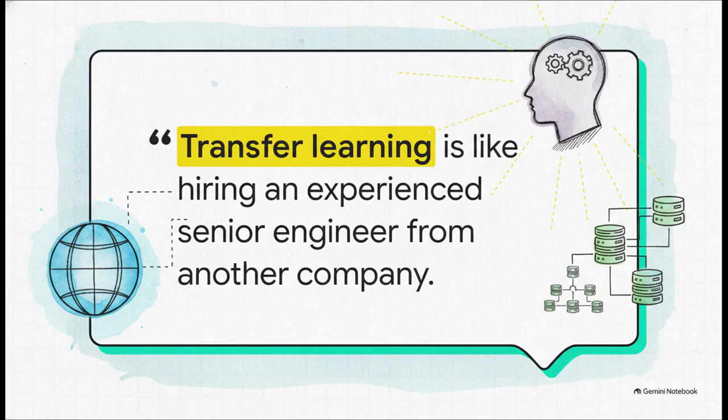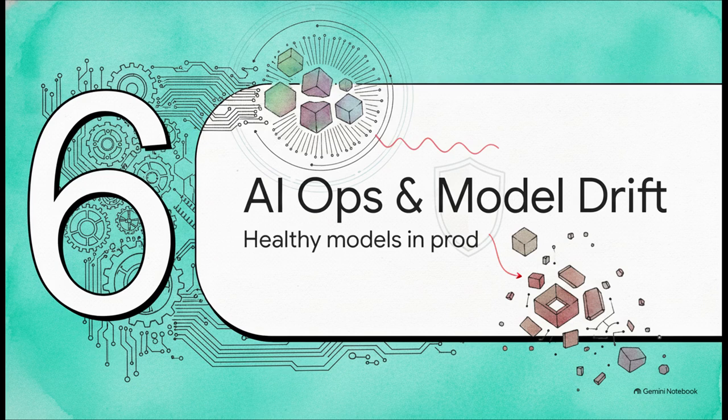Which brings us to today's main event for IT pros. Section 6, AI Operations and Model Drift, Keeping Machine Learning Healthy in Production. We are now firmly in Chapter 10 territory. Getting an AI model into production is only half the battle. Keeping it running reliably is a totally different discipline.